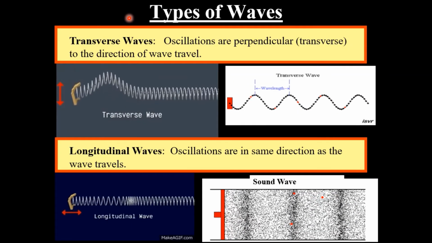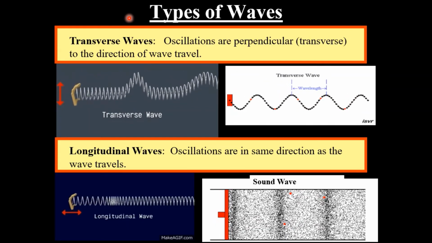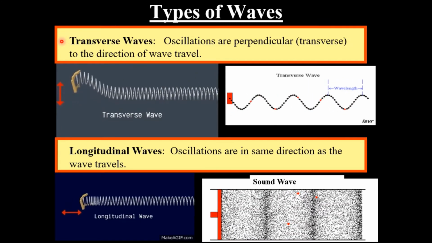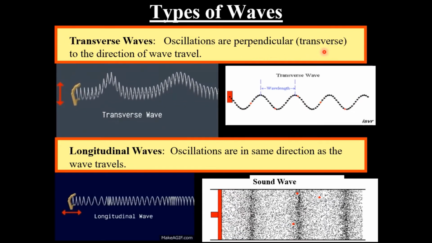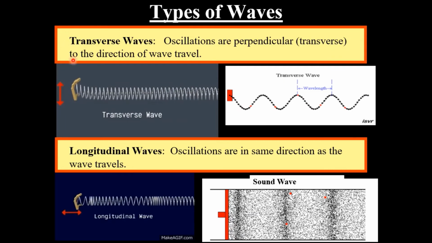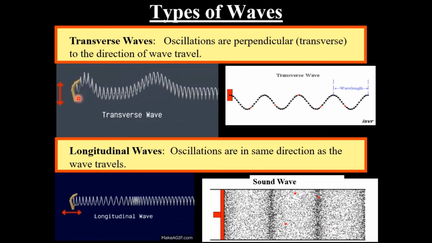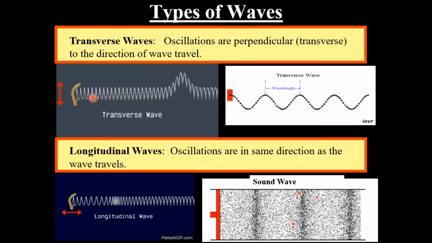Waves can be characterized into 2 different types. One is called transverse and the other is called longitudinal. So in a transverse wave, the oscillations or the vibrations are perpendicular or transverse, those mean the same thing, to the direction of wave travel. So here's a couple examples. This is a spring or a slinky, and you can see the hand here is creating waves, but this is what we saw in the previous slide.